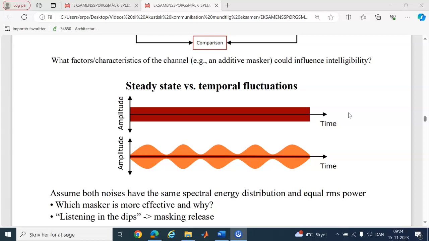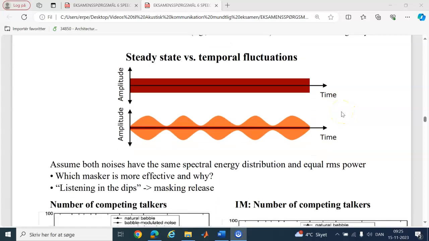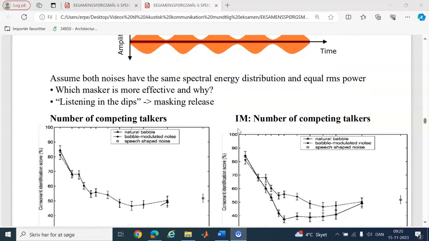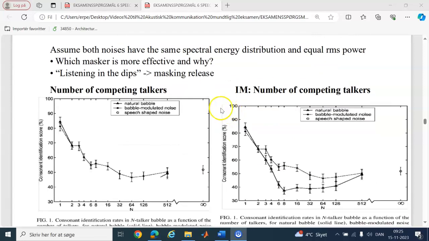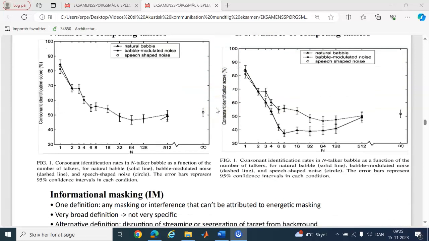Yes, listening in the dips gives masking release. That means that if the amplitude is varying, then it's easier to pick up some frequencies, and then it's easier to understand. Then a masking release will happen.